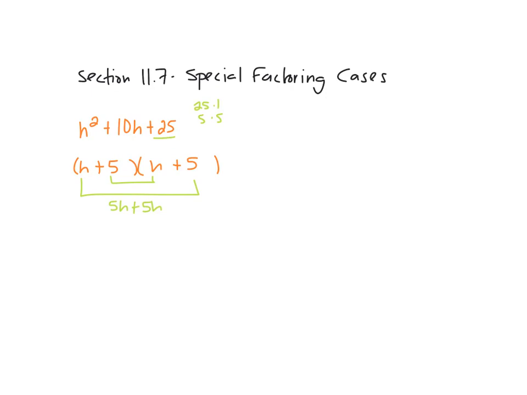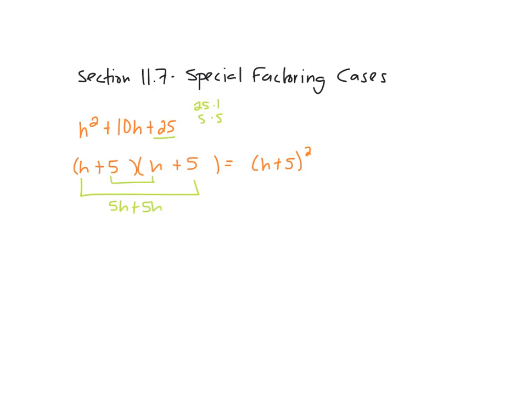So the unique thing about this, why this is considered a special case, is because both of these binomials end up being the same thing. They're both h plus 5. So we can actually write this as h plus 5 squared, since we know from earlier in the chapter now that h plus 5 squared is h plus 5 times h plus 5.